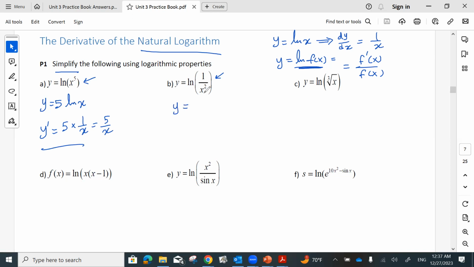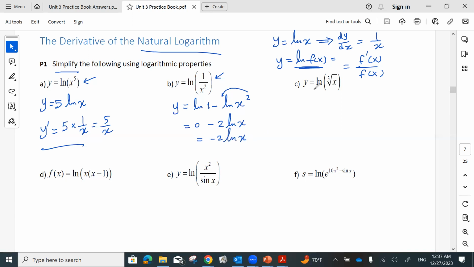Ln of 1 over x squared is simply ln 1 minus ln x squared. Ln 1, as you know, is 0. Minus, you can bring this power in front of the ln, just 2 ln x. Simply, the answer is negative 2 ln x.